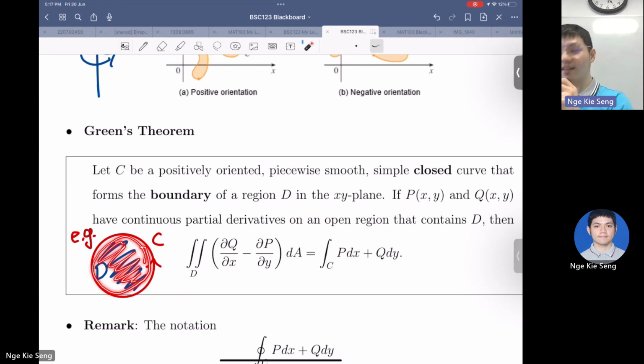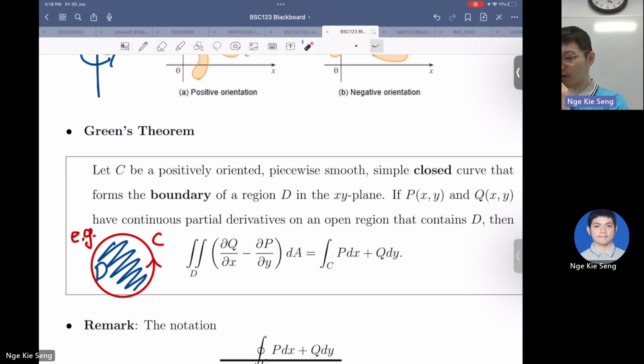But what's the function we integrate over? We need to differentiate the dy function with respect to x. You see, Q is with dy, but we differentiate with respect to x here. Can or not? And then take away differentiating the x function with respect to y. We swap the order. Can or not? What's the problem?